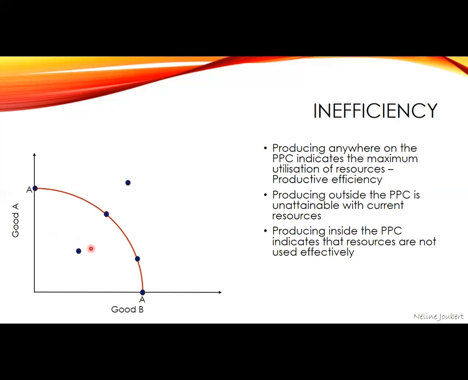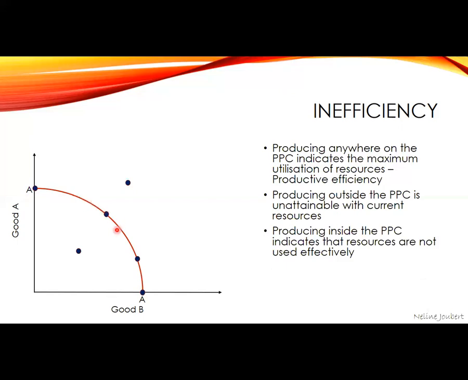I mean, think about this logically. Who in their right mind would be happy with this quantity of good A if they can have this quantity of good A by just using the resources that they have at their disposal? Now, where on the PPC should production take place? I mean, it can be so many different places.